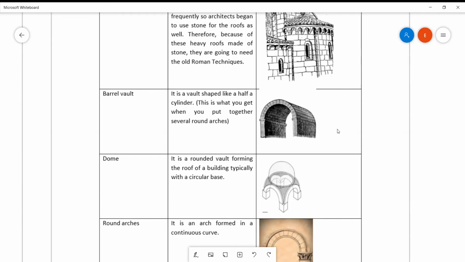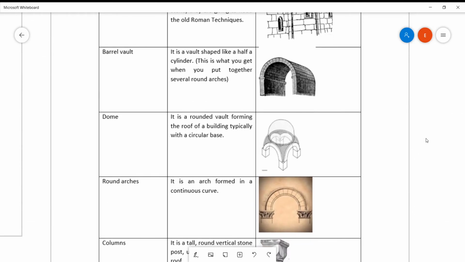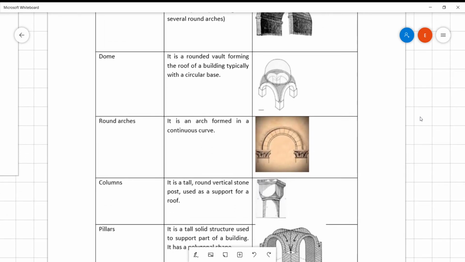Okay, then we have the dome. The dome is a rounded vault forming the roof of a building, typically with a circular base. So, yes, this is, en español lo llamamos cúpula, ¿vale? So, it's another type of vault. Then we have the round arches, which is an arch forming a continuous curve, okay? It is pretty easy to tell the difference between this and el otro arco, que es el arco apuntado, que es el arco gótico, que tiene aquí como una puntita, ¿vale? Este no, este es todo semicircular.